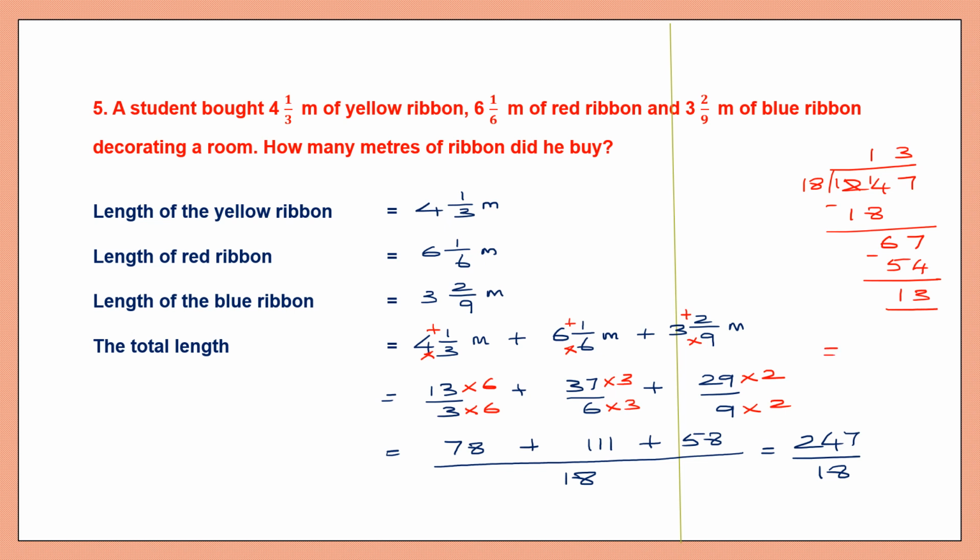So what is our mixed number here? 13 by 18. So we get this and that's our answer here. 13 by 18 and this is meters. This is the total length of the ribbon that he bought. So he bought 13 by 18 meters of ribbon. So this is our final answer.